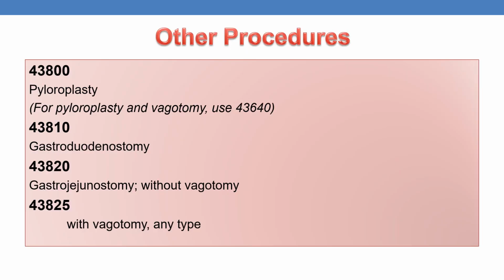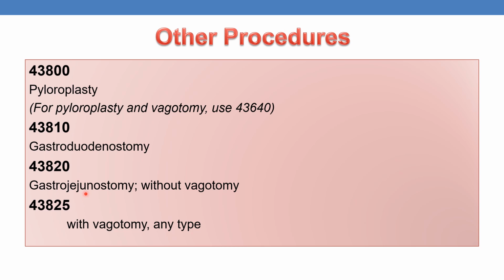Coming to other procedures. This is the final topic in stomach. The first CPT is 43800. It deals with pyloroplasty. For pyloroplasty and vagotomy that we have discussed earlier, you need to use 43640. The next, 43810, is coded for gastroduodenostomy. Gastroduodenostomy is coded with 43810.